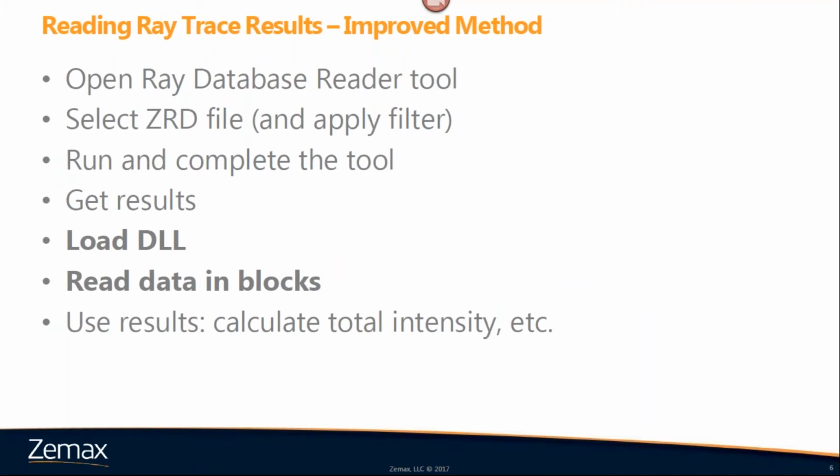For the improved method, the overhead is pretty much the same. Again, we open the RAID database tool, select the right RAID database file and apply eventual filters, run, complete the tool, and get the results. The difference is that now we need to load the C# DLL, and then rather than reading in the RAID database ray by ray and segment by segment, we read in the data in blocks.